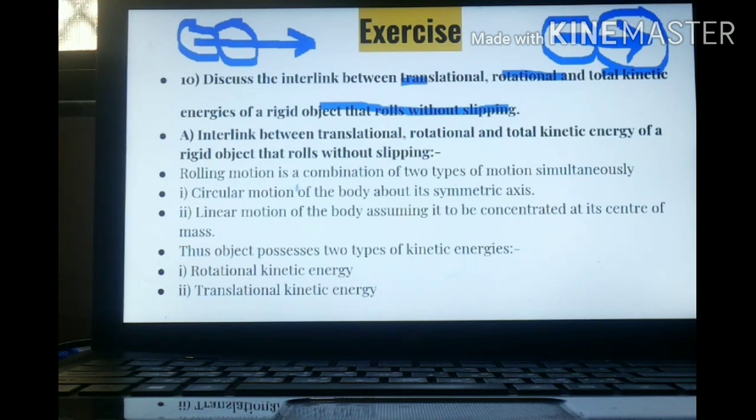Okay, so rolling motion is a combination of 2 types of motion simultaneously. Circular motion of the body about its symmetrical axis. About its symmetrical axis means what? It is always moving in this direction only. Linear motion of the body, assuming it to be concentrated at the center of mass. Like I have already said, the center of mass will never be changing, it will be moving in a straight line. Okay, this object possesses 2 types of kinetic energies: rotational kinetic energy and translational kinetic energy.